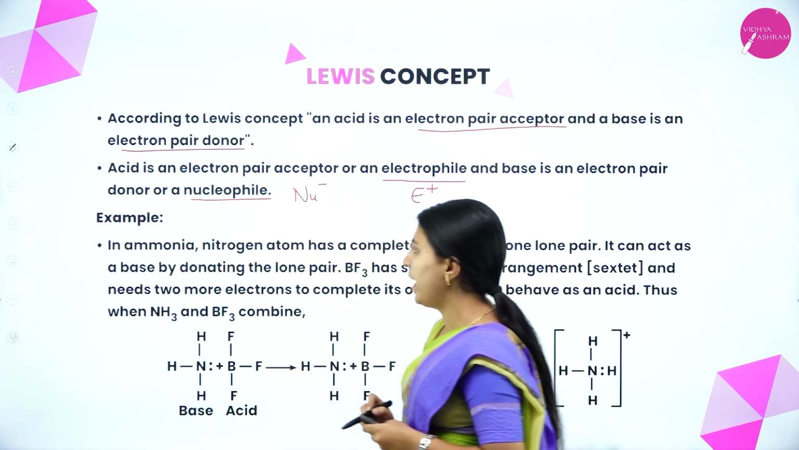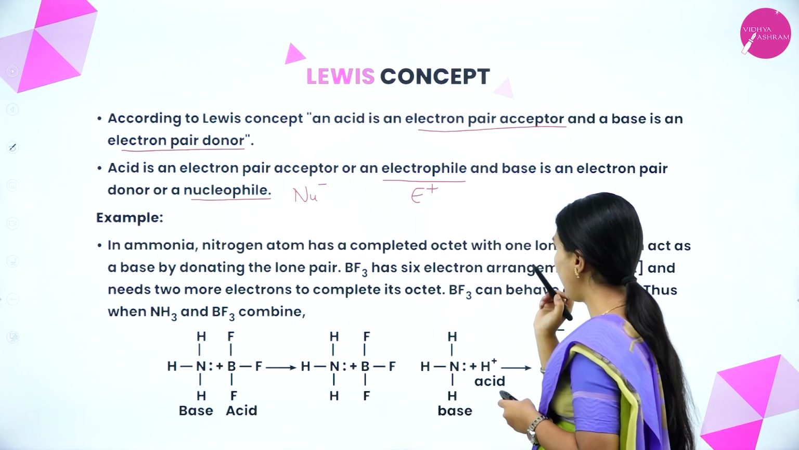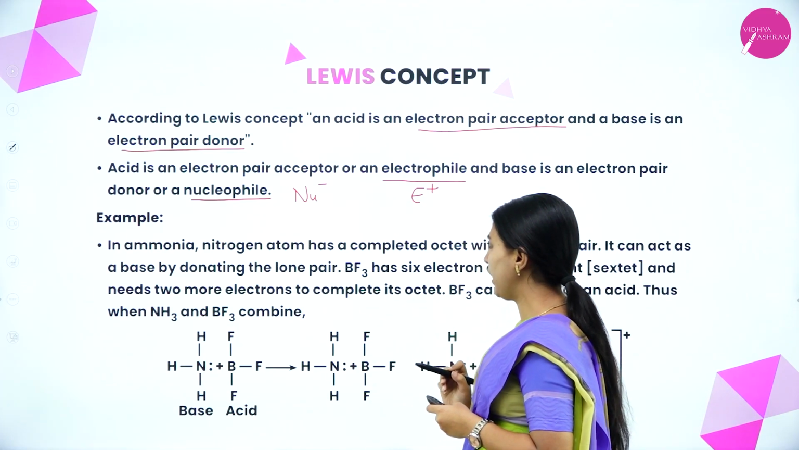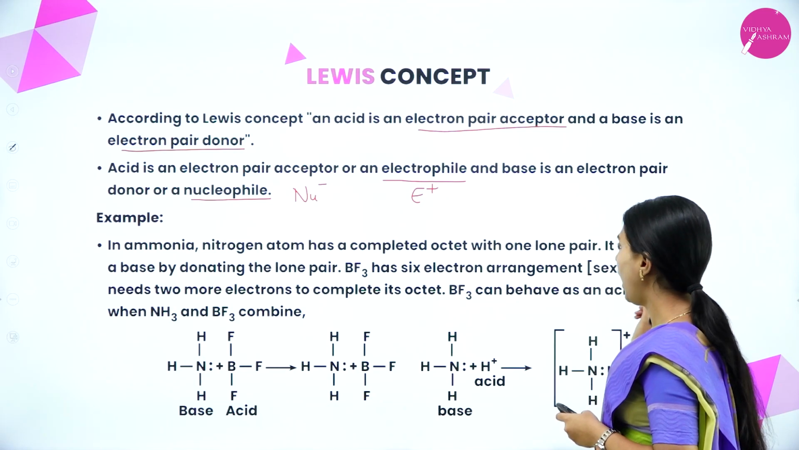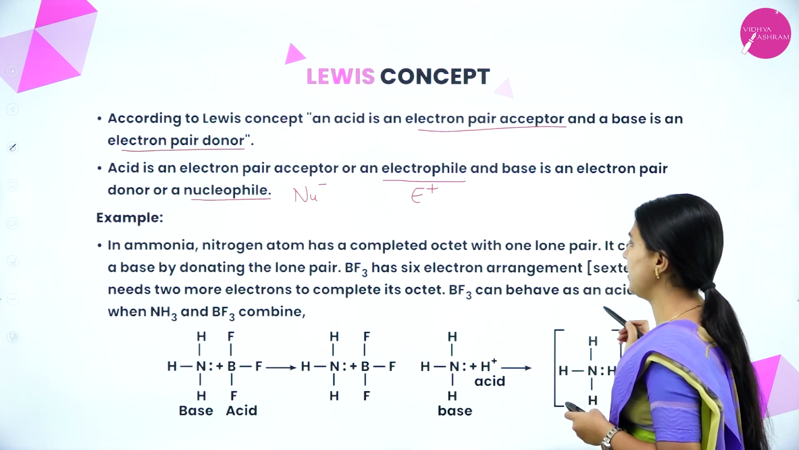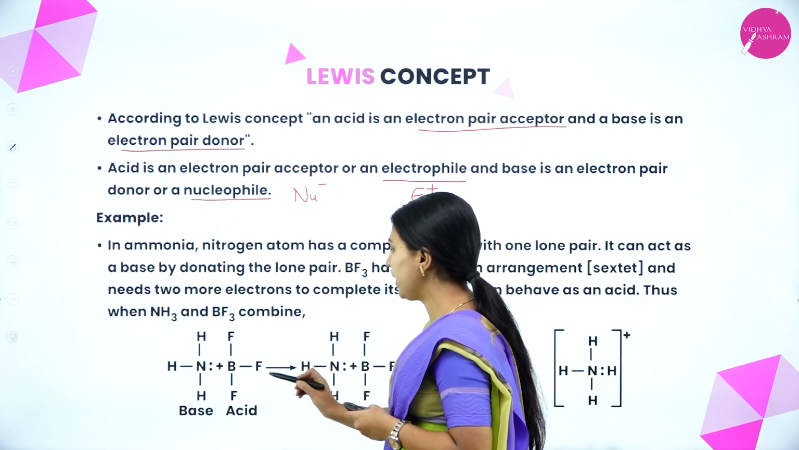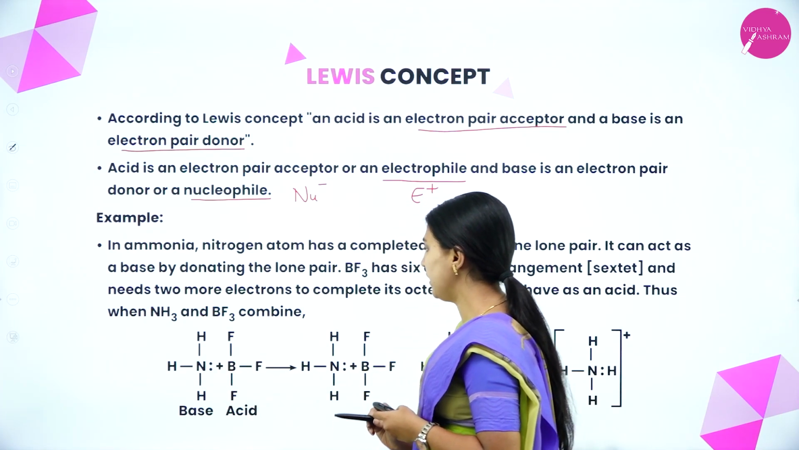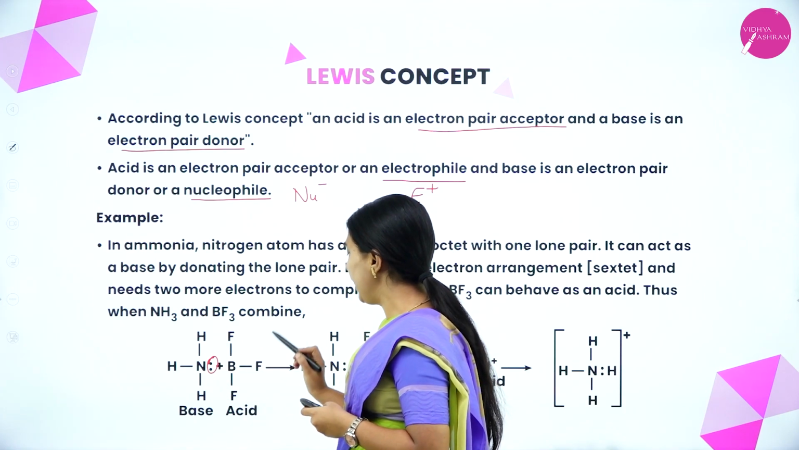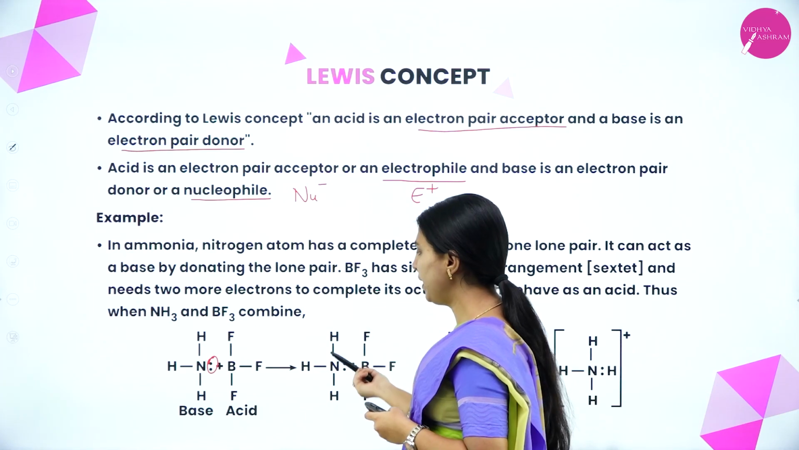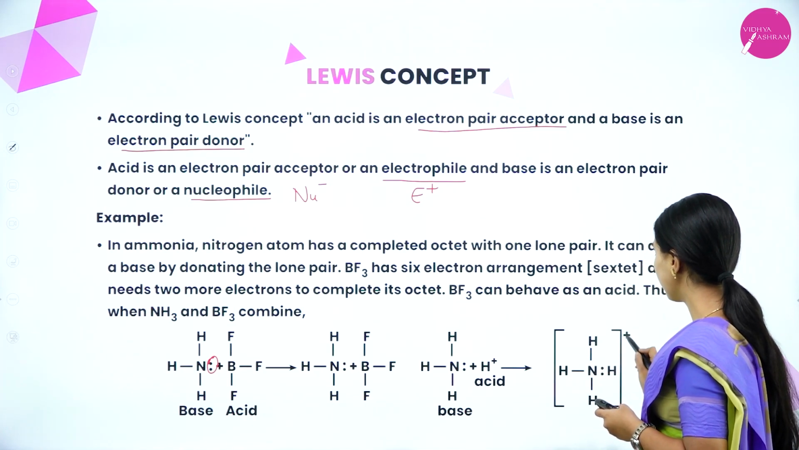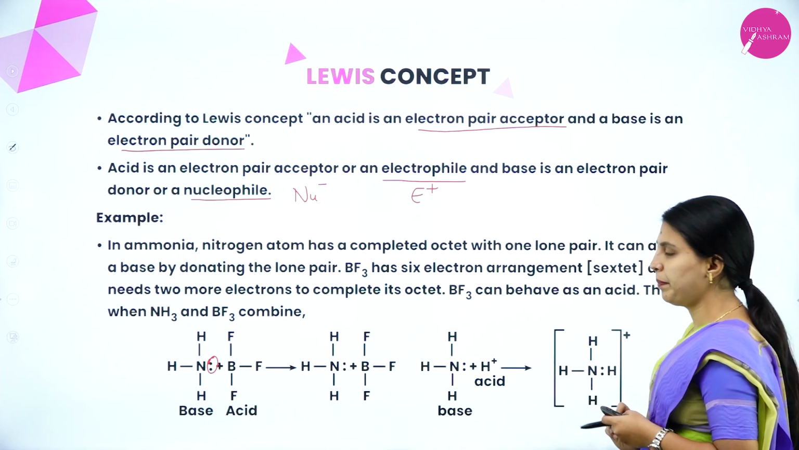nucleophile. Example, in ammonia, nitrogen atom has a completed octet with 1 lone pair. It can act as a base by donating the lone pair. BF3 has 6 electron arrangement and needs 2 more electrons to complete its octet. BF3 can behave as an acid. Thus, when NH3 and BF3 combine, see here, base and acid. Here, because this lone pair is present, NH3 will act as base. Here it needs 2 electrons to complete its octet, so this will act as acid.